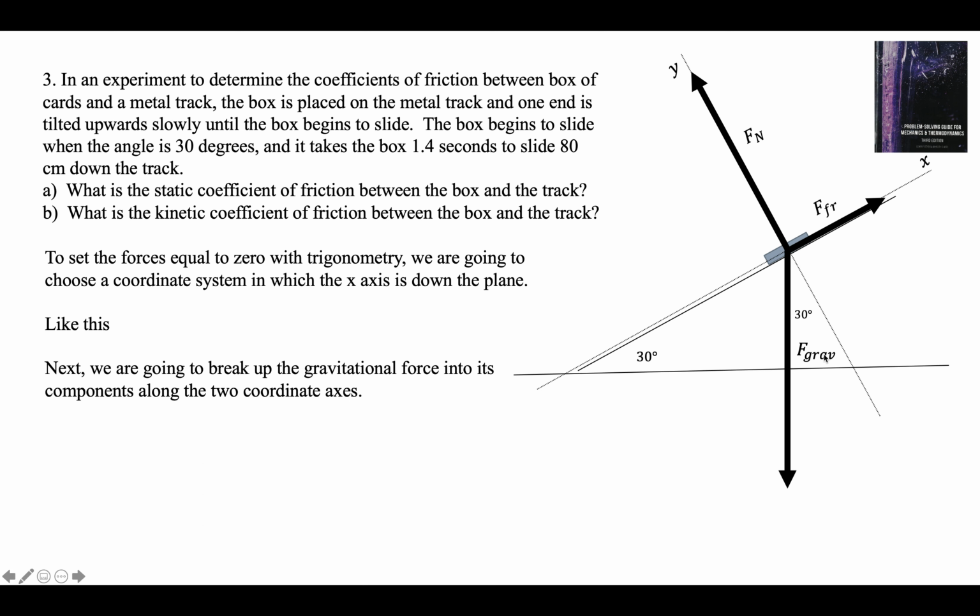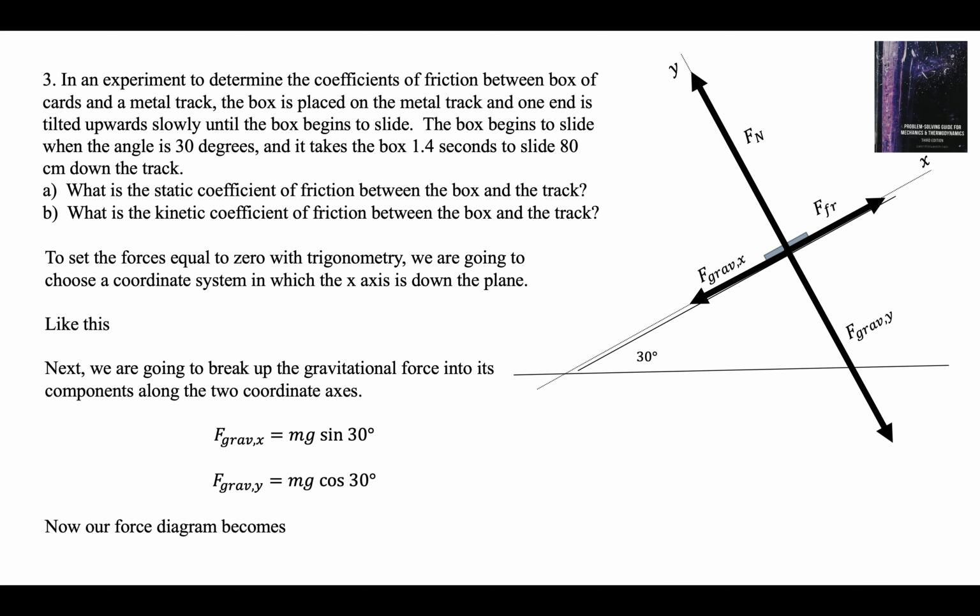We need this angle right here. That's 30 degrees. This is 30, that's 60. The angle between the x and the y axis is, of course, 90 degrees, so that's 30 again. So the component along the x-axis is F gravity sine 30, and along the y-axis is F gravity cosine 30. There are the equations, and now we can change the force diagram. We can take that F gravity and make it this. F gravity sub x, F gravity sub y. F gravity sub x is mg sine 30 down the plane, and F gravity sub y is mg cosine 30, perpendicular to the plane.